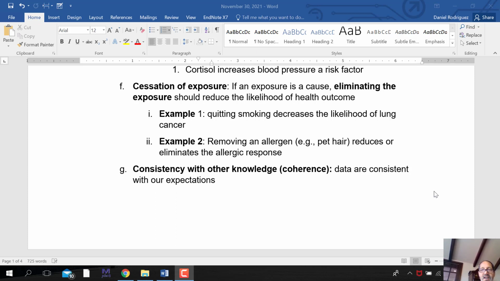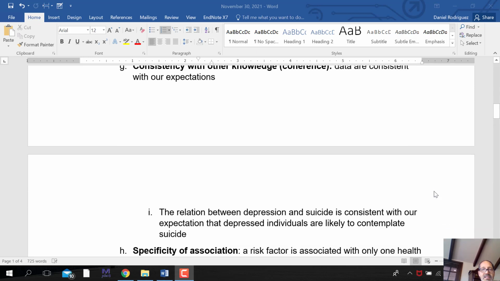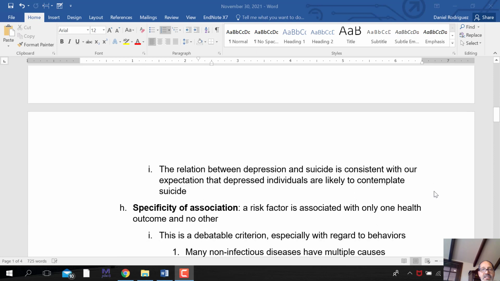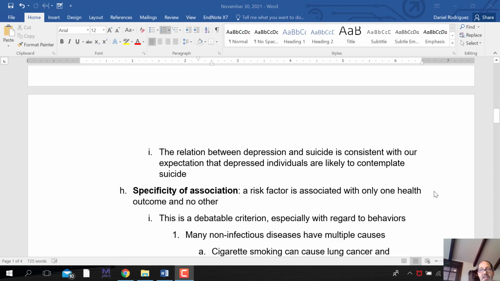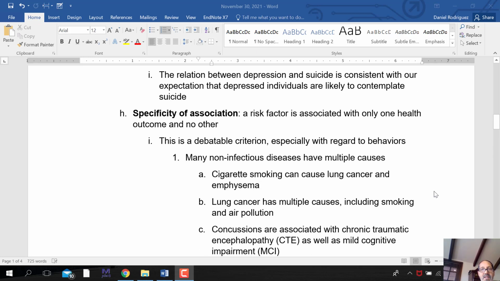Consistency with other knowledge. So this is what we call coherence. Data are consistent with our expectations. Here's an example. The relation between depression and suicide is consistent with our expectation that depressed individuals are likely to contemplate suicide and have higher levels of suicidal ideations.